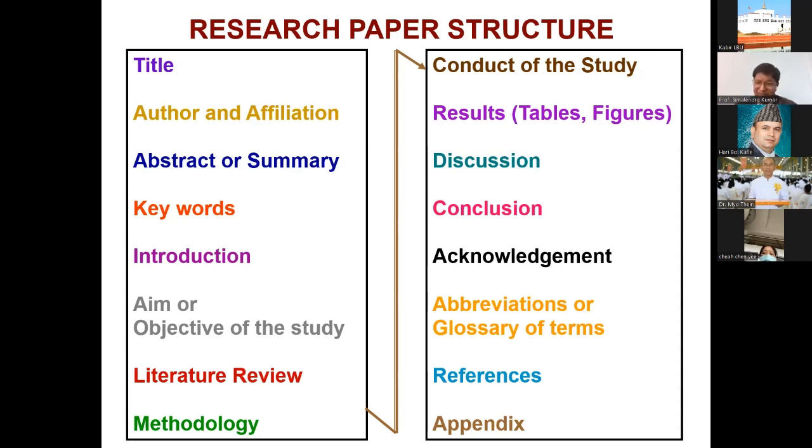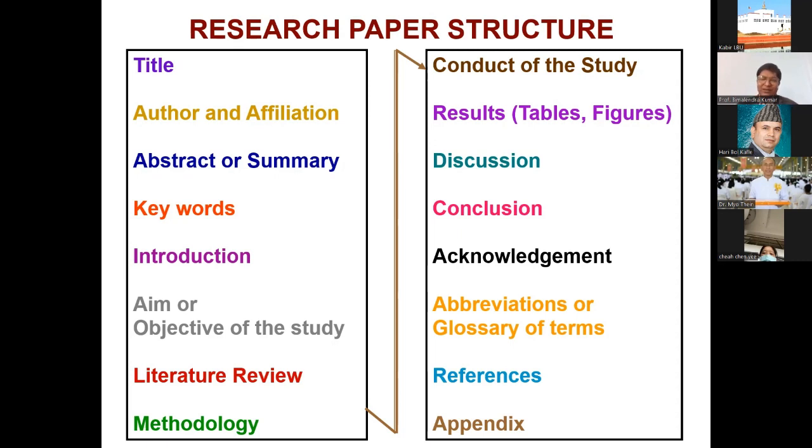Then introduction: what you are going to explain in the introduction. The research problem, research gap, you have to write down, and what you are thinking about it. Then the aims and objectives of your research paper, what you are going to explain, and why you have a main problem related to your topic, you have to write down.